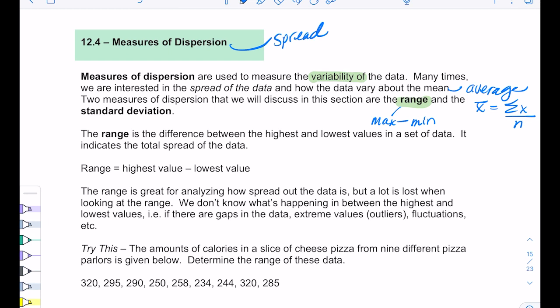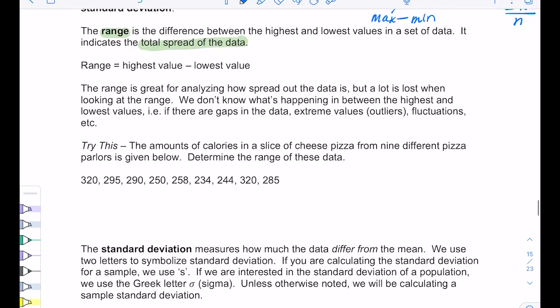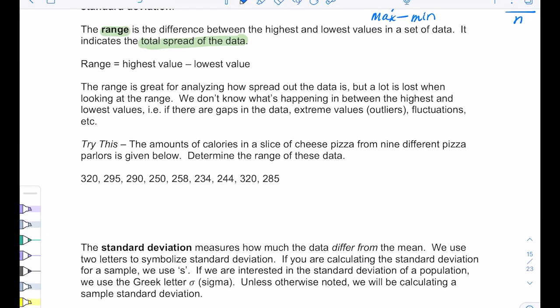And before we talk about standard deviation, let's talk a little bit more about the range. It's the difference between the highest and lowest values in a set of data, and it indicates the total spread of the data. So that's something important to remember about the range. So if we take a look at the amount of calories in a slice of cheese pizza from 9 different pizza parlors that's given, determine the range of these data.